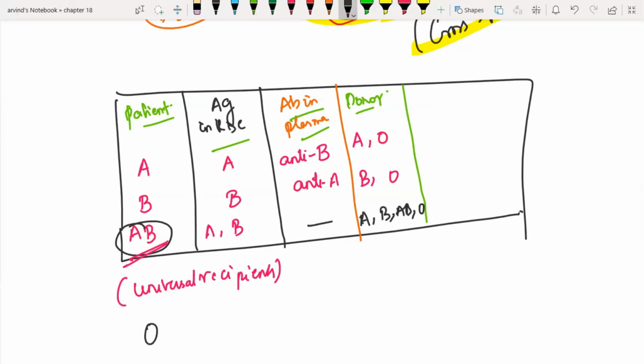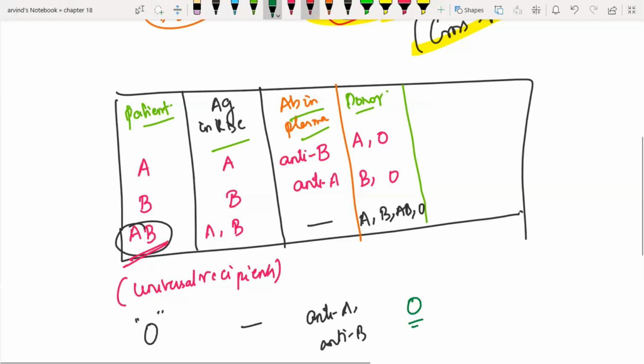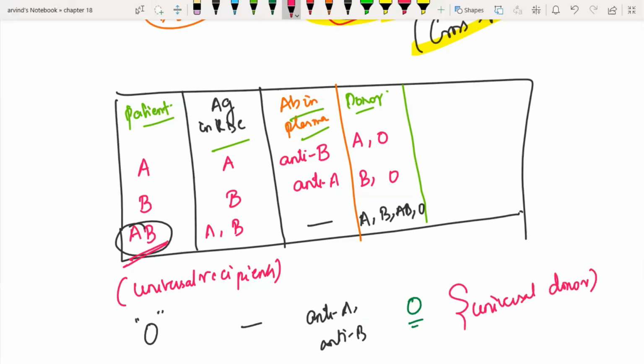Now, O blood group, which means what? No antigen. So he will have both antibodies. So for this guy, I need to give only O blood group. So that is why he is called a universal donor. Because he can donate blood to anybody, but he cannot accept blood from someone. So pity, right? AB are the luckiest persons.